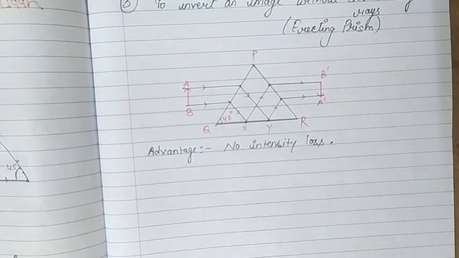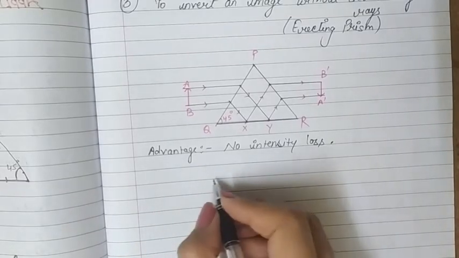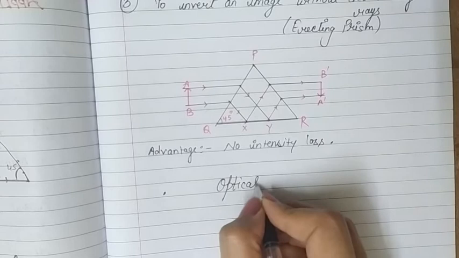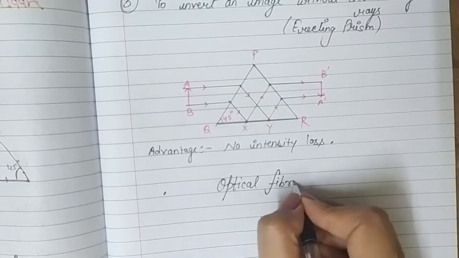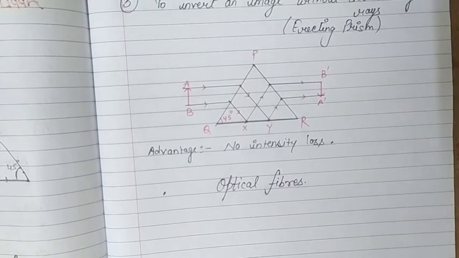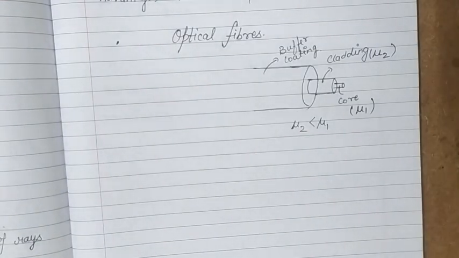Now the next, or the fourth, application of TIR is optical fiber. Optical fibers are used mainly for communication purposes. So these optical fibers are a special kind of wires, and their working is based on the phenomenon of total internal reflection. So I am summing up in points.